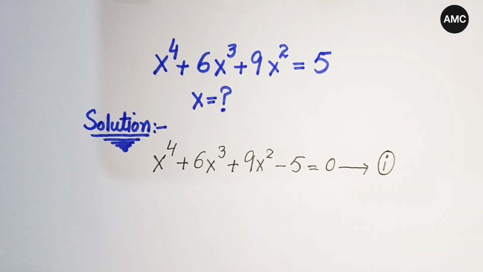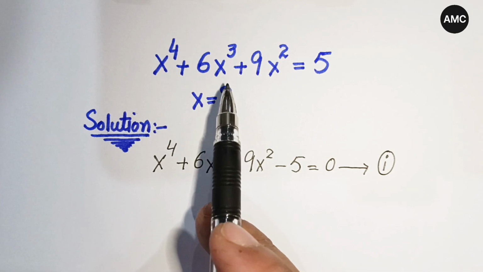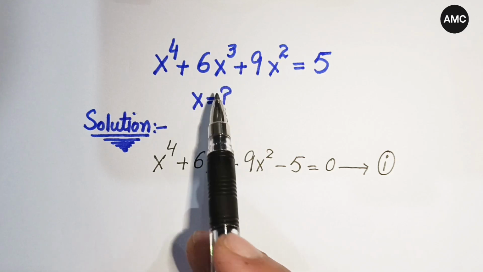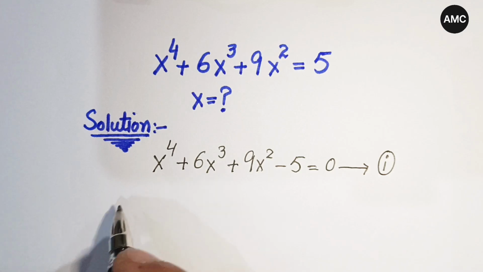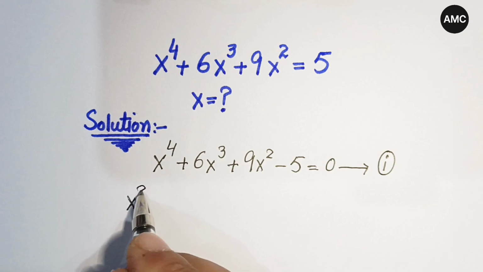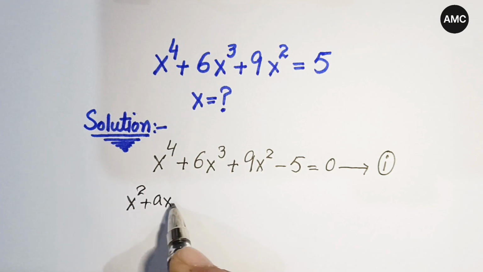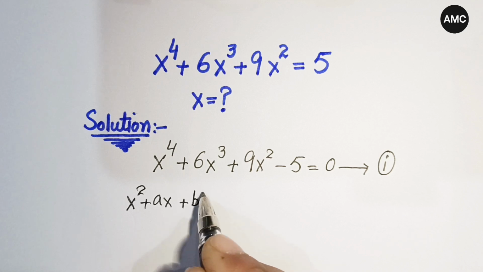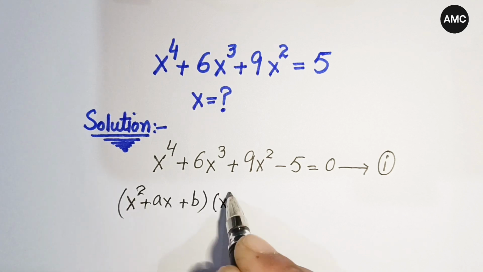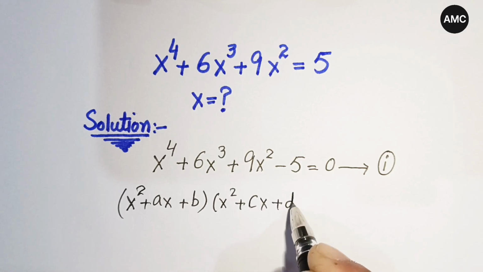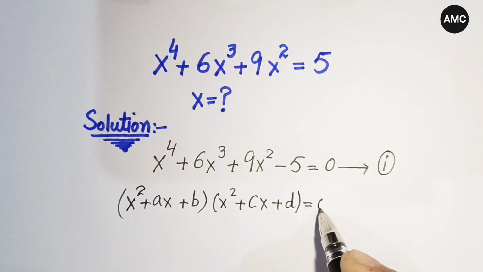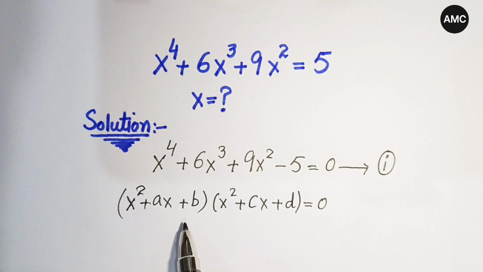So here our left hand side is the product of two quadratic factors. So if we just write here x squared plus a times x plus b, times x squared plus c times x plus d, is equal to 0. Let us suppose these are our two quadratic factors.